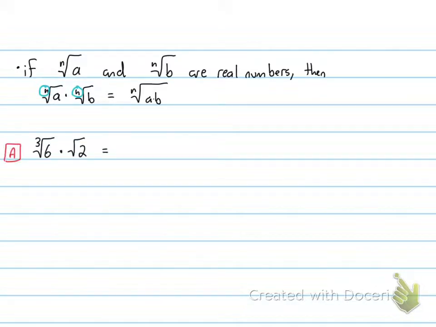So for our first example here, could I combine the cubed root of 6 times the square root of 2? As you can see here, they are not being taken to the same index or to the same root, so I can't simplify this any further.